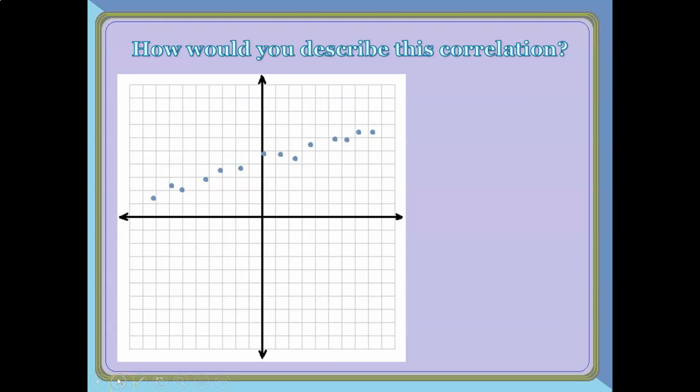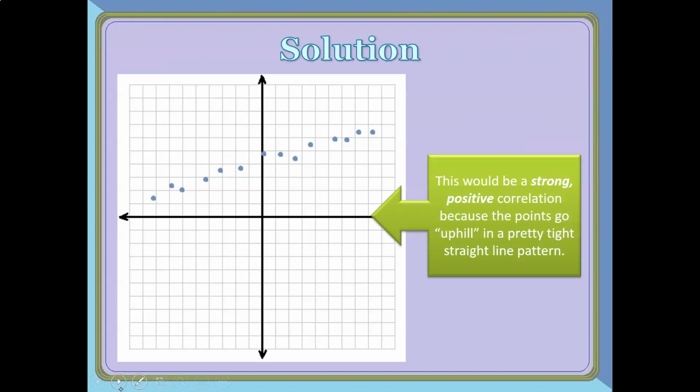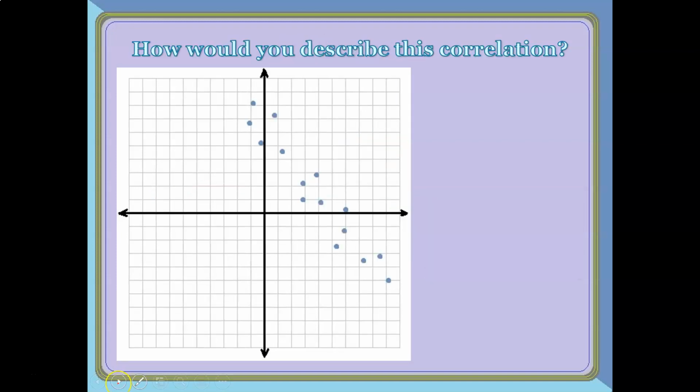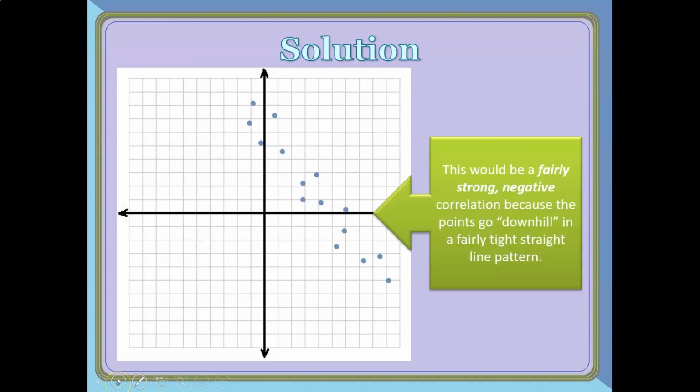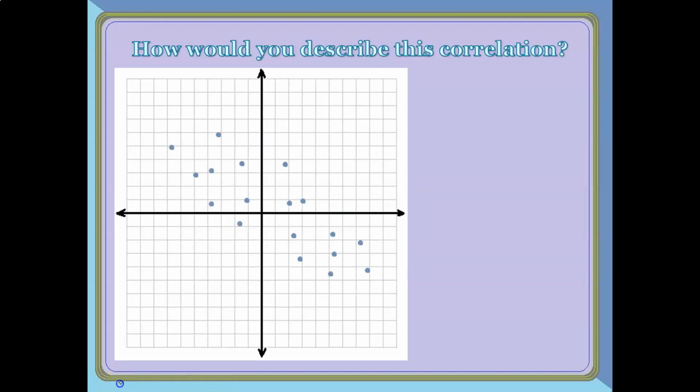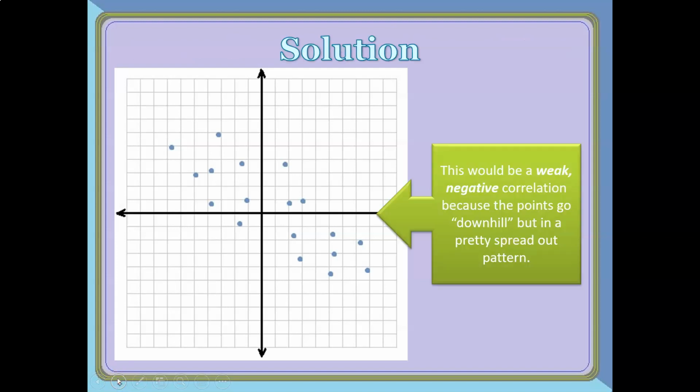So how would you describe this one? I would say it's uphill, so it's positive, and the points are tight together, so it's strong. This is a strong positive. This one obviously going downhill, points are still pretty tight, so I would call this a pretty strong negative correlation. This one is still negative, but it's weak because the points are spread out. So this is a weak negative correlation. Still going downhill, but they're pretty spread out.